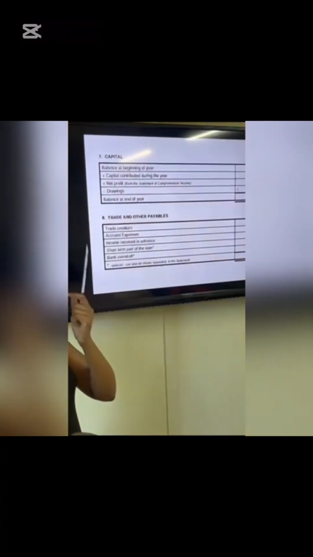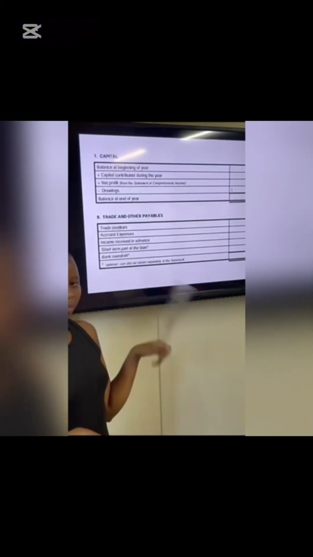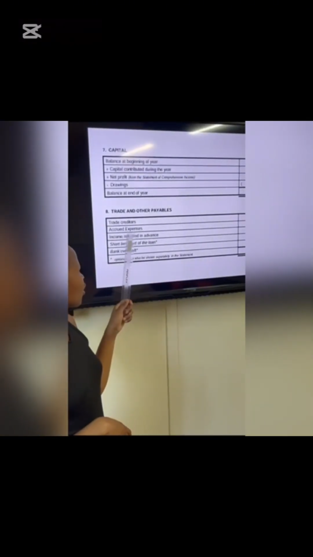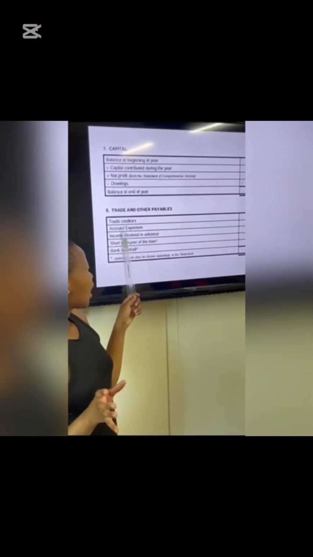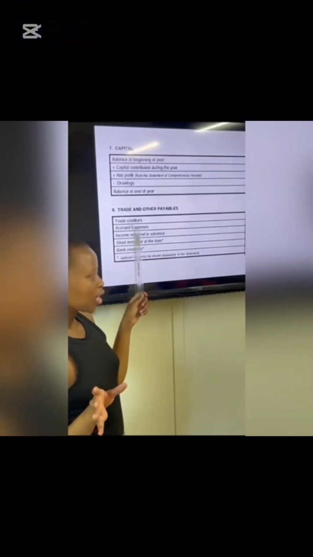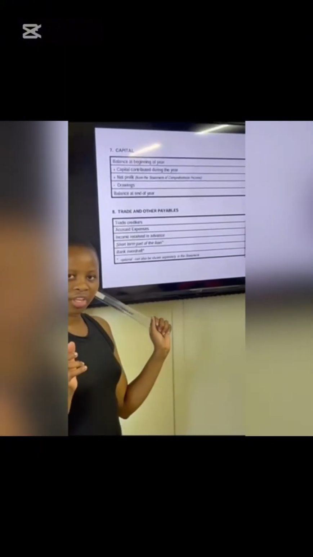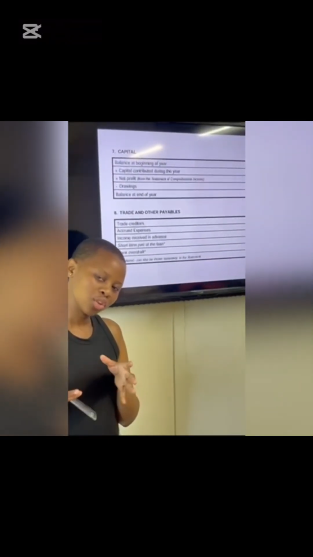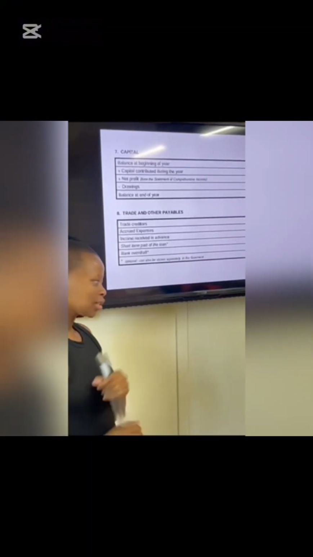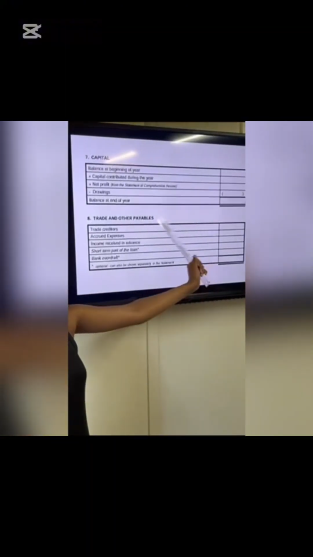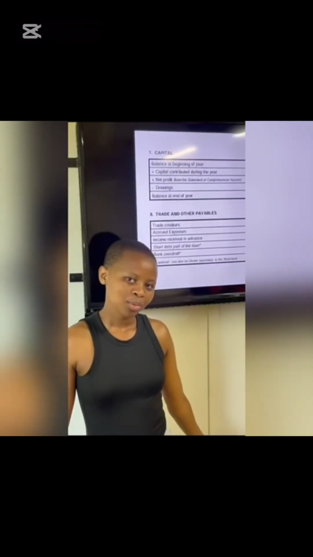Moving on to our note number 8, which is our last note, which is trade and other payables. You have your trade creditors, your accrued expenses, which are expenses that you haven't paid for, your income received in advance, and the short part of the loan, and your bank overdraft, which is your negative bank balance, and then you have your balance for the trade and other payables.